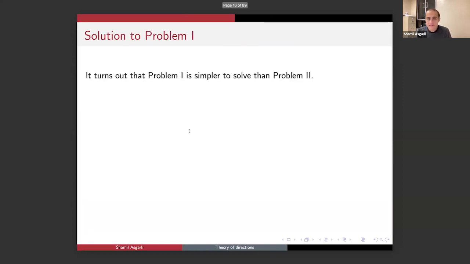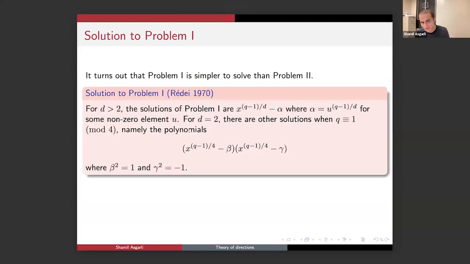So it turns out that problem 1 is simpler to solve than problem 2. In fact, we have a complete answer to problem 1. Rédei himself solved this problem, and here's a complete solution.